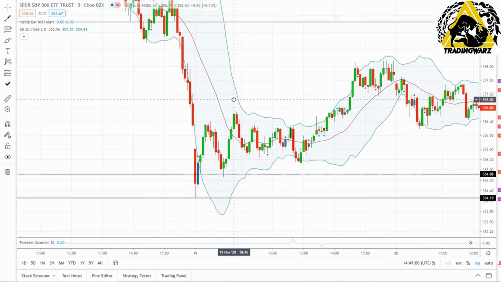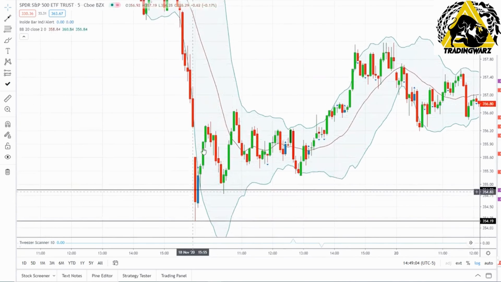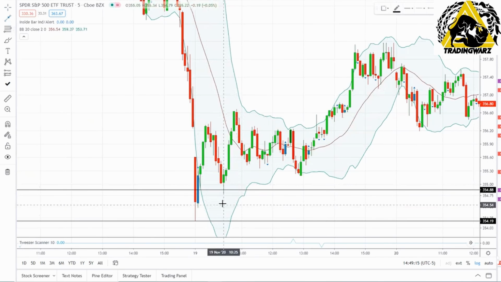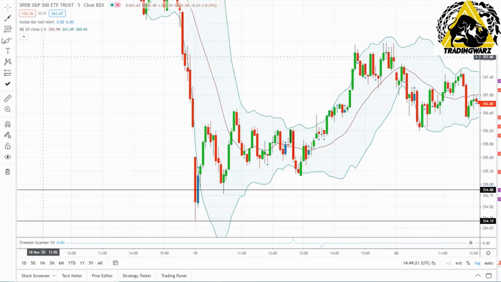Okay. All right. So now the next setup. We had this impulsive leg. Now we have another impulsive leg. As you get better, you're going to be able to see this like I do. Here's another impulsive leg up, right? We clearly break this swing high right here. Now let's draw the fib for that, and let's see what happens.